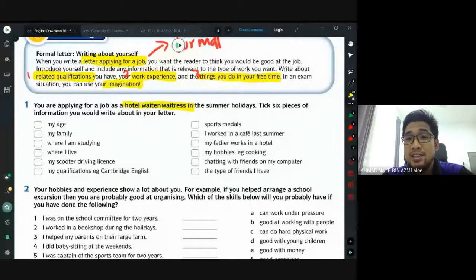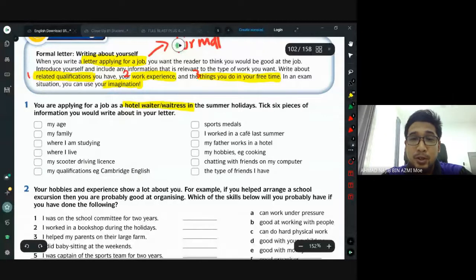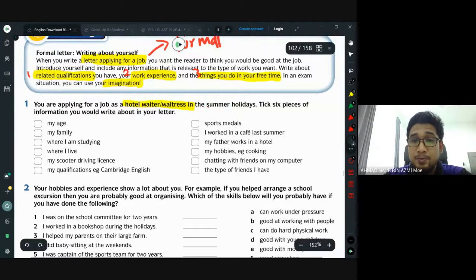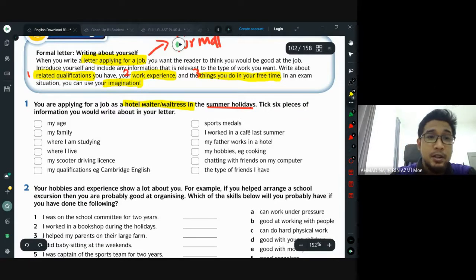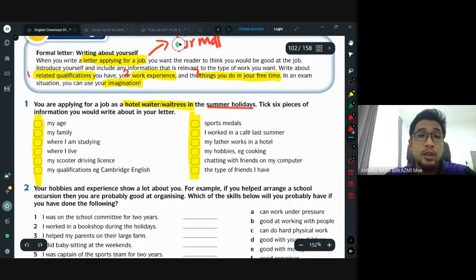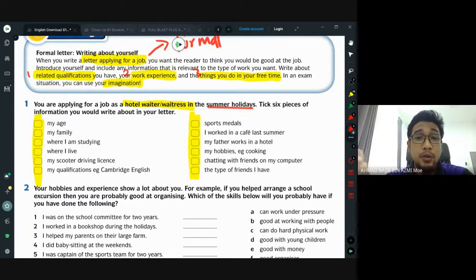In the summer holiday, so we are going to cross this out because we don't have summer holiday. So let's just think that you are during your after your SPM. So replace summer holidays with after SPM. Take 6 pieces of information you would write about in your letter. So we have choices here. Let's discuss together what we should include in our letter applying for this job.